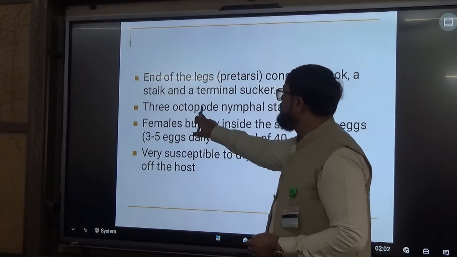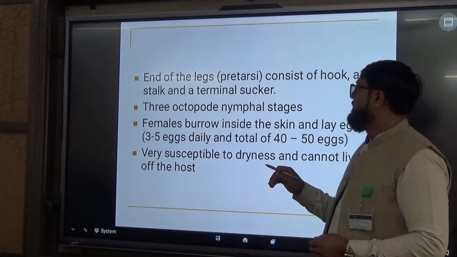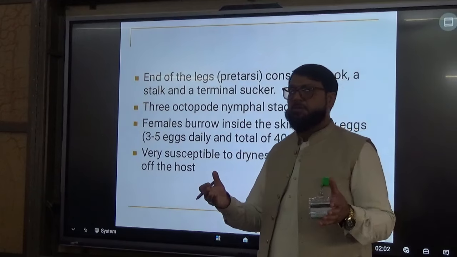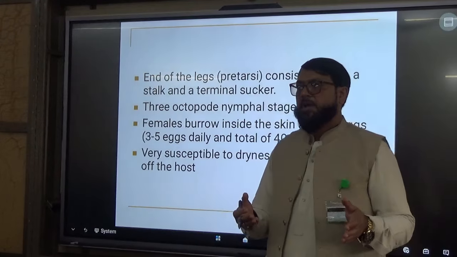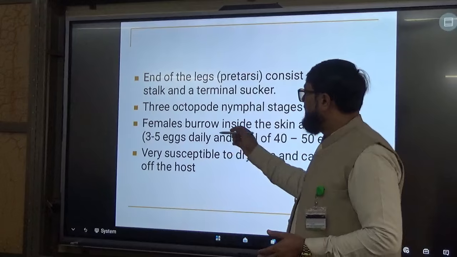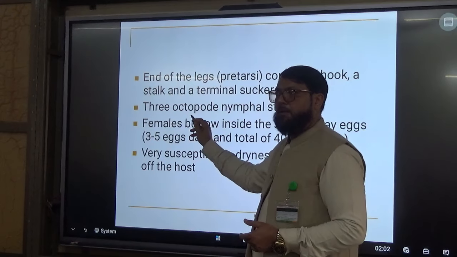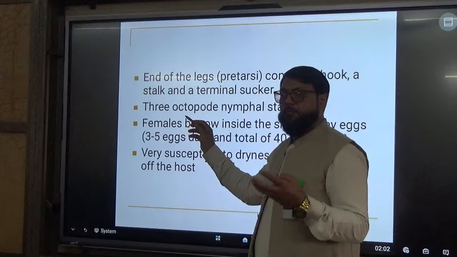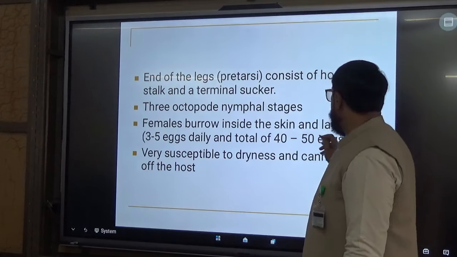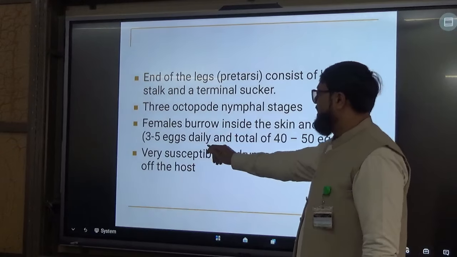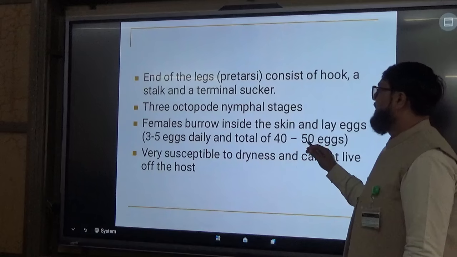There are 3 octopode nymphal stages. In the life cycle, they have 3 nymphal stages, which are also termed protonymph, deutonymph, and tritonymph. And all of these 3 nymphal stages are octopode, which means 4 pairs of legs. Females burrow inside the skin and lay eggs, which are 3 to 5 eggs daily, and a total of 40 to 50 eggs are laid in their life cycle.